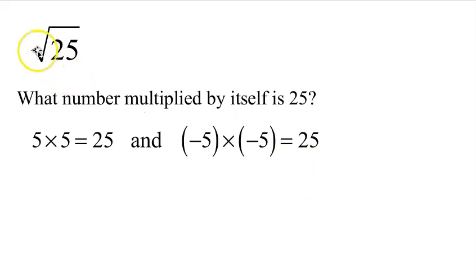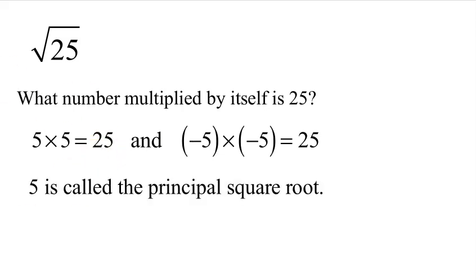But when we write this notation, we want the principal square root, and the positive number is what we're looking for. 5 is the principal square root. So the square root of 25 equals 5. So when we ask for the square root of some number, we want a positive number that multiplied by itself gives us the number under the radical.